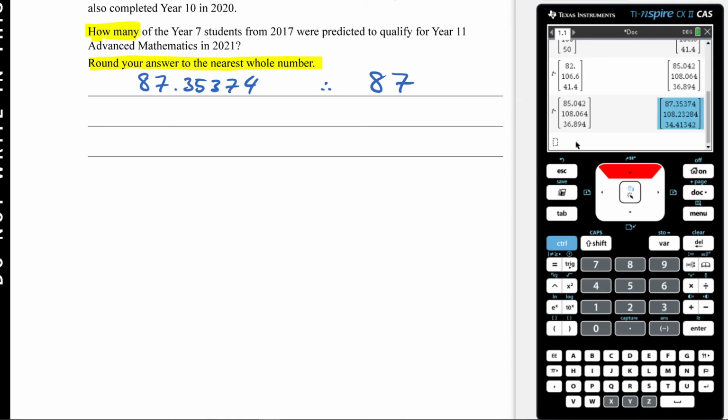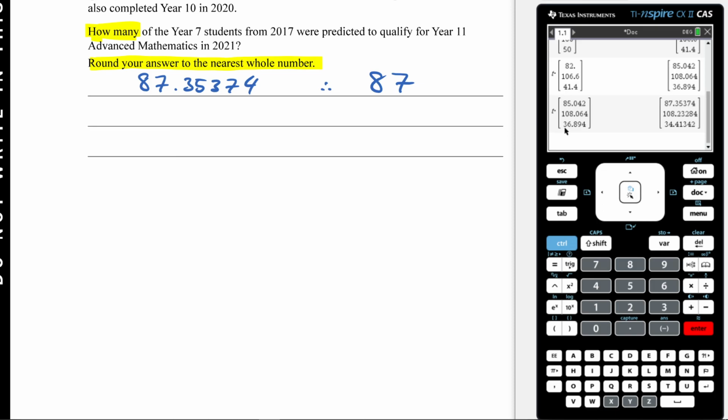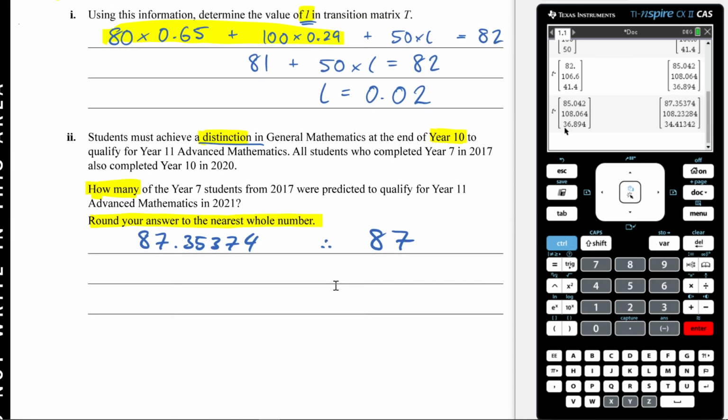But you just need to make sure that you do it correctly. So I've stored it away and then I went T times, and then I bring the answer of the previous one down. You're timesing it, not plussing it. So that's another way of going about it. But as long as you understand what it is that's going on here, you will be fine.